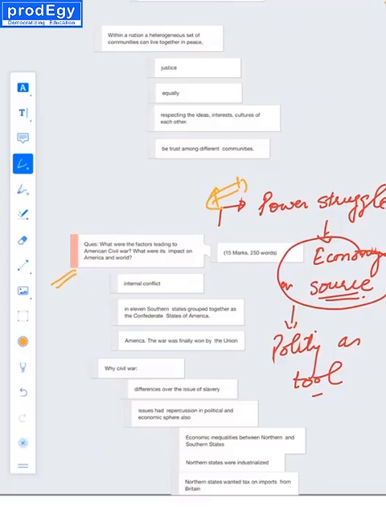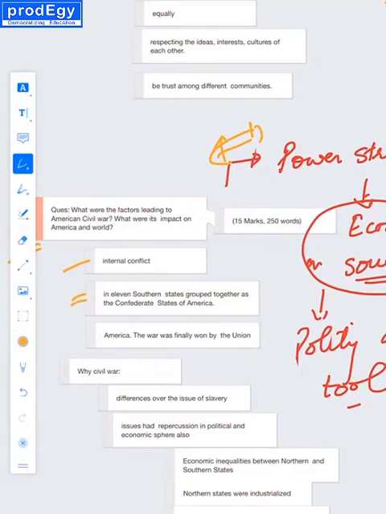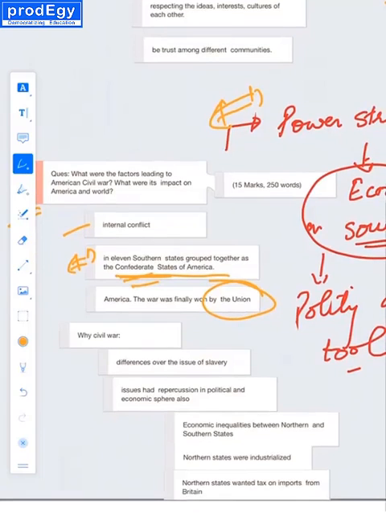But the real reason in the Civil War was not the rights of the black people, but it all started because of economic reasons. Why economic reasons? It was an internal conflict between 11 southern states of USA, which grouped as the Confederate States of America, and the Union. The remaining states or the overall American Union was fighting against the Confederate States of America. And the reasons for this civil war were that in the southern states, slavery was still prevalent, but in northern states, slavery was abolished. The southern states were agricultural states. Plantation agriculture was dominant in southern states, and the northern states were industrialized states.